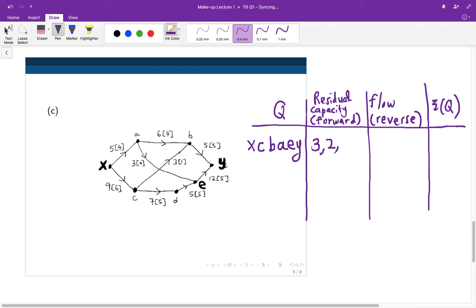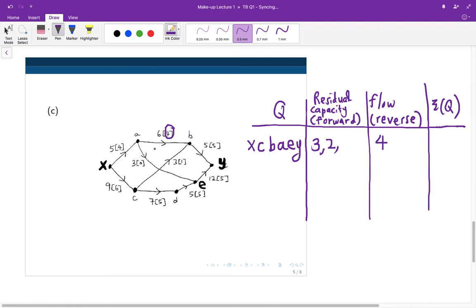So this is unsaturated. Now the next arc is a reverse arc, because we're going from B to A, opposing the direction of the arc. And for this arc, it is unsaturated because the flow is 4. As long as the flow is not 0, we are fine. So it's a reverse arc, and the flow is 4.